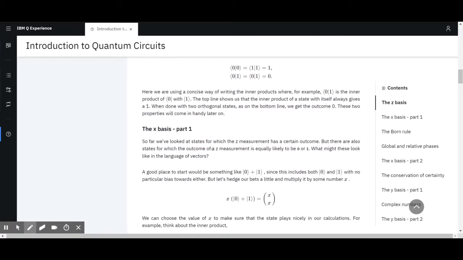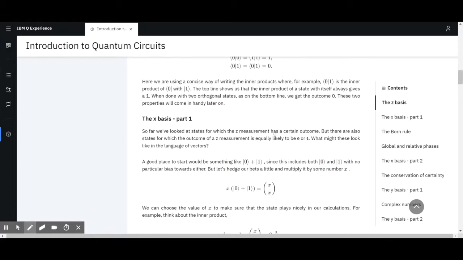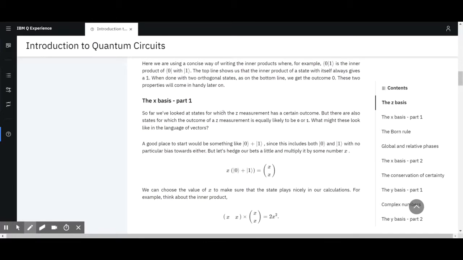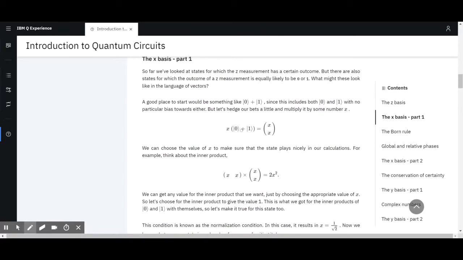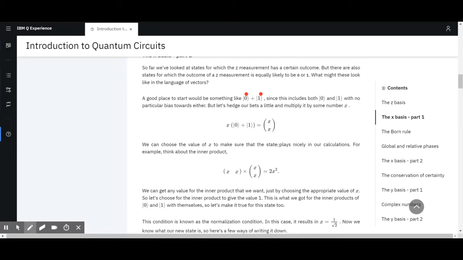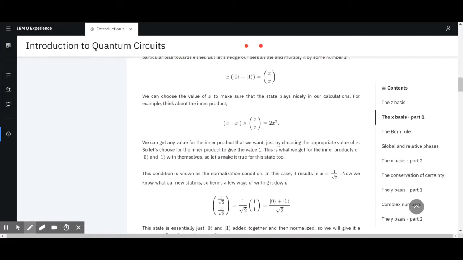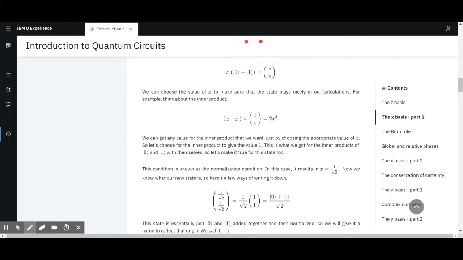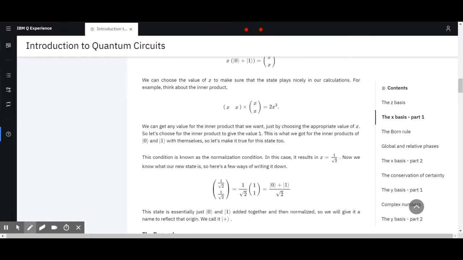Good. Okay, so the x basis. So far we looked into states with the z measurement. Good place to start. But there are also states for which the outcome of a z measurement is equally likely to be 0 or 1. How do those vectors look? Okay, so it goes to mathematically saying 0 or 1. And we can get any value of the inner product that we want. This condition is the normalization condition.